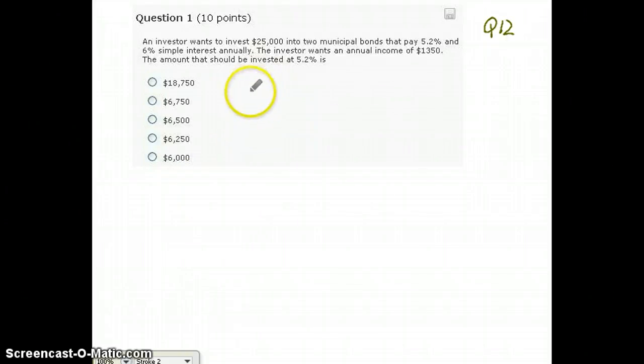We have an investor that invests. Now let's write this down here. I'm doing it in green in lieu of it being money. So I have $25,000, and he wants to invest it in two bonds. Let's just call this bond 1 and bond 2.